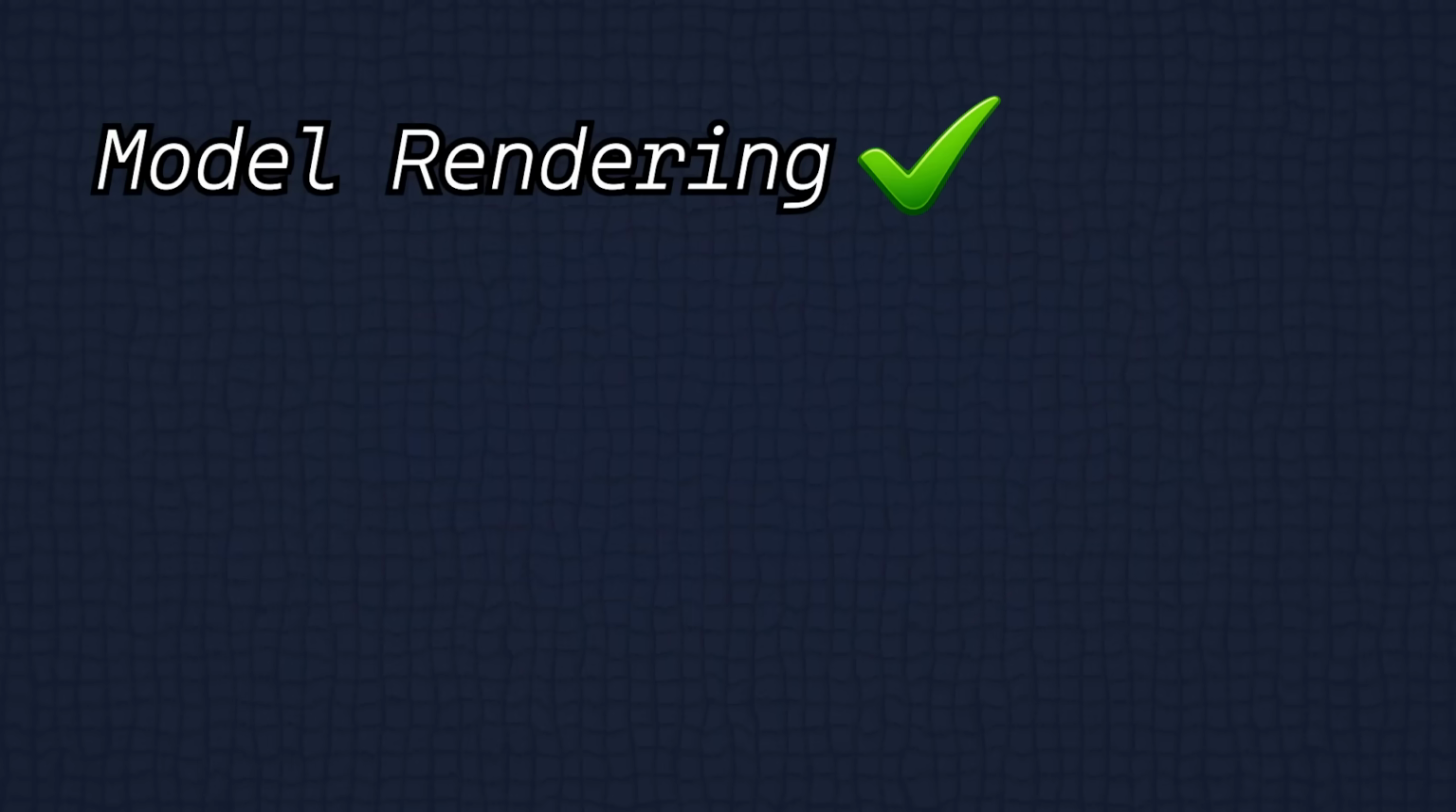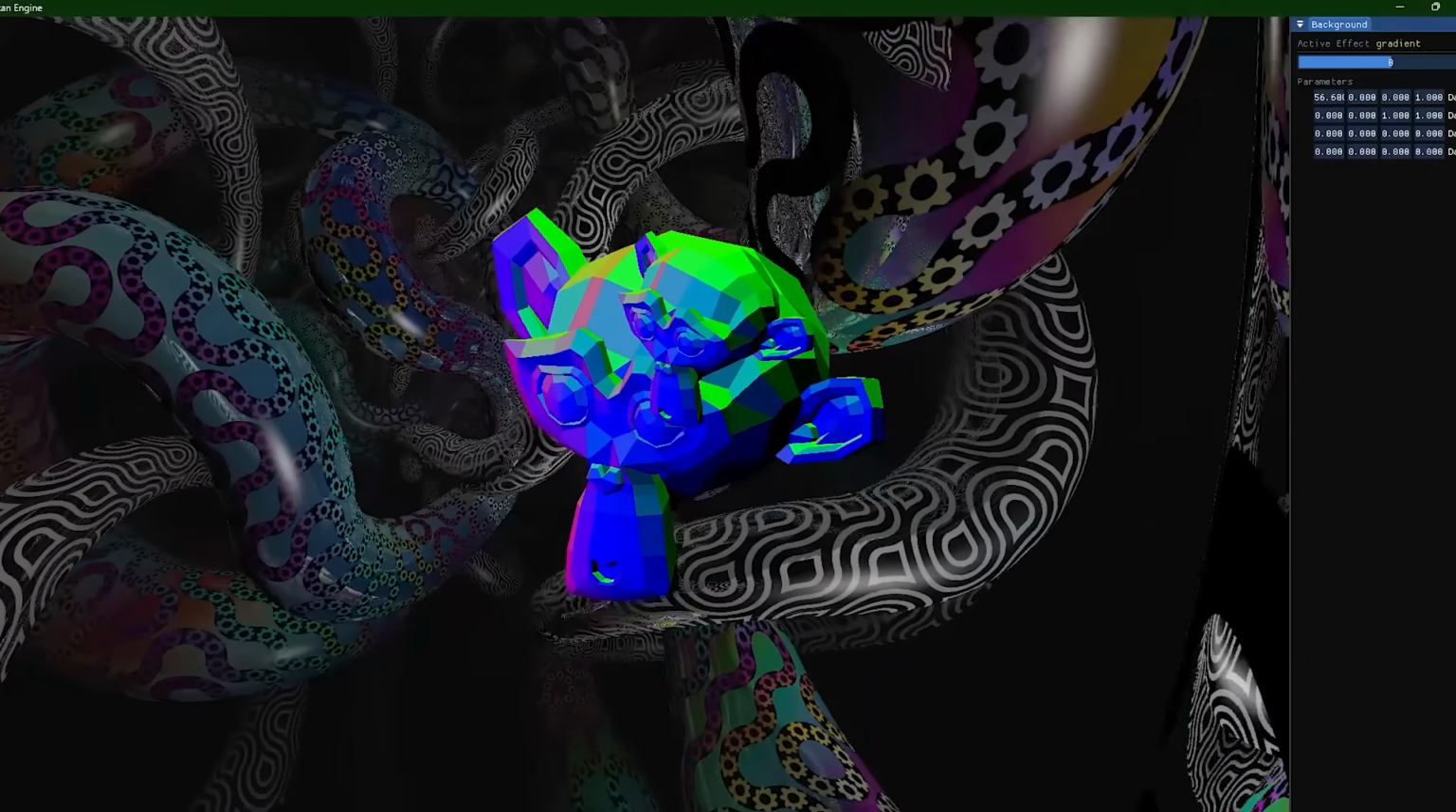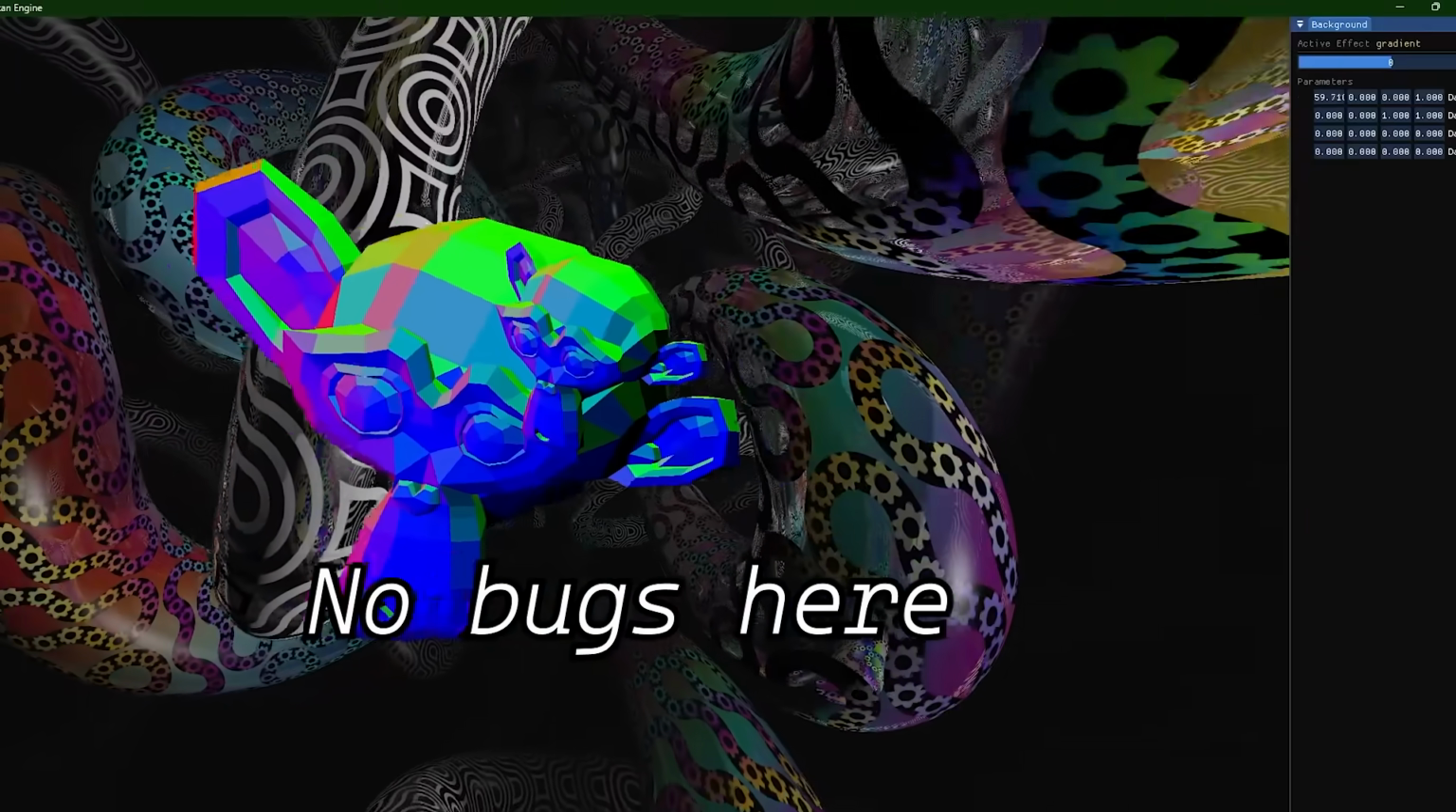Now, it was time to set up some actual architecture to allow setting up basic scenes. First of all, I implemented a temporary version of a camera so I can move around in 3D space.